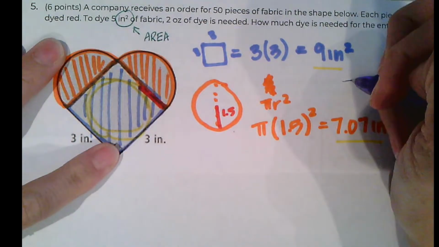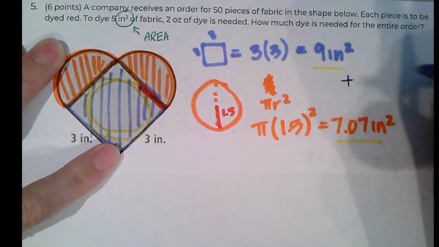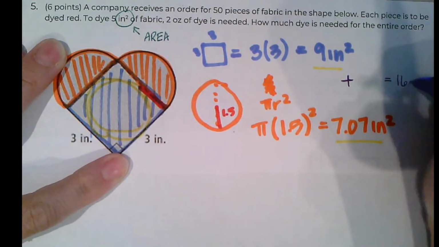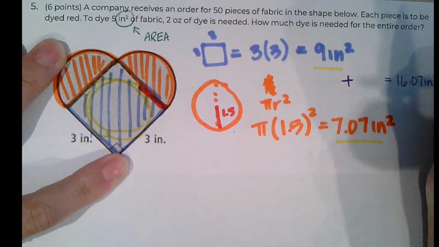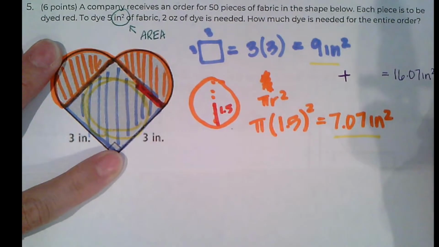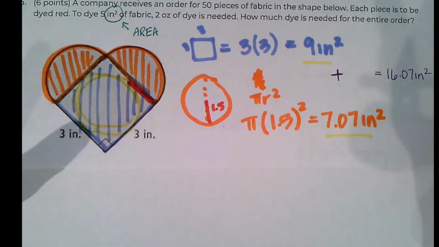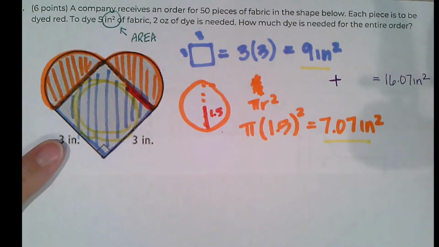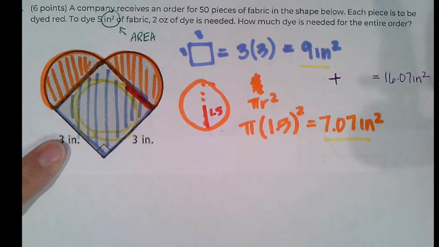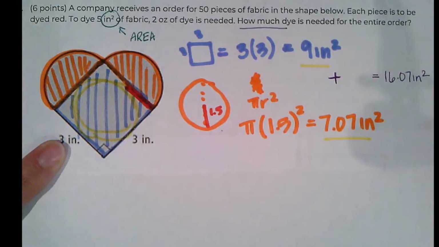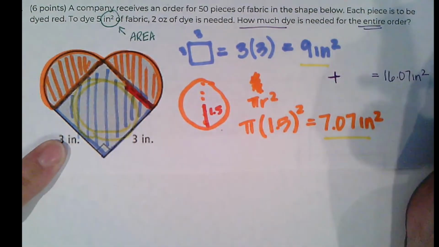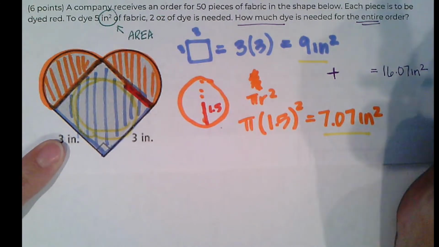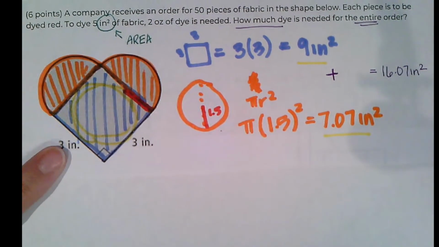So our overall area, we're going to add these together because we have both those things together, 16.07 inches squared. So this would be a ton of points just doing this portion. Recognize we need the area and giving me the correct area for this composite figure. Now, we need to figure out how much dye we need for the entire order, so not just one of these stupid hearts. So this is when we're going to use those train tracks.